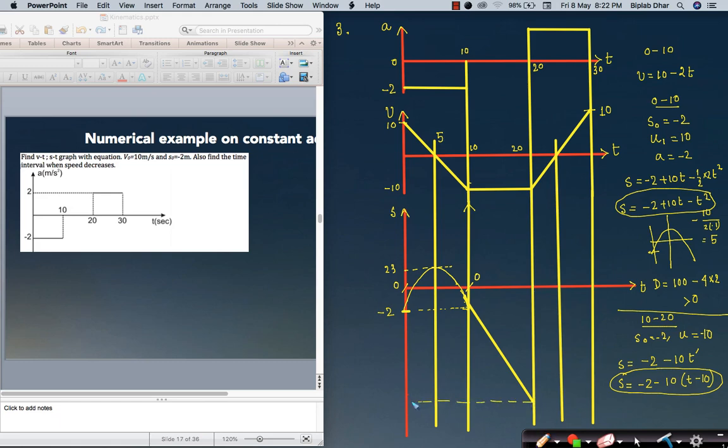Before calculating the last graph, let us first calculate what is this position at this point. To find this position, I will put t equal to 20 in this equation. If you put t equal to 20 in this equation, so 20 minus 10 is 10. So 10 into 10, 100, and it will be minus 102. Why I have calculated this? Because for the last part of the equation, you need this minus 102 to be the initial position. We will use this minus 102 as my initial position. Let us find the equation first.